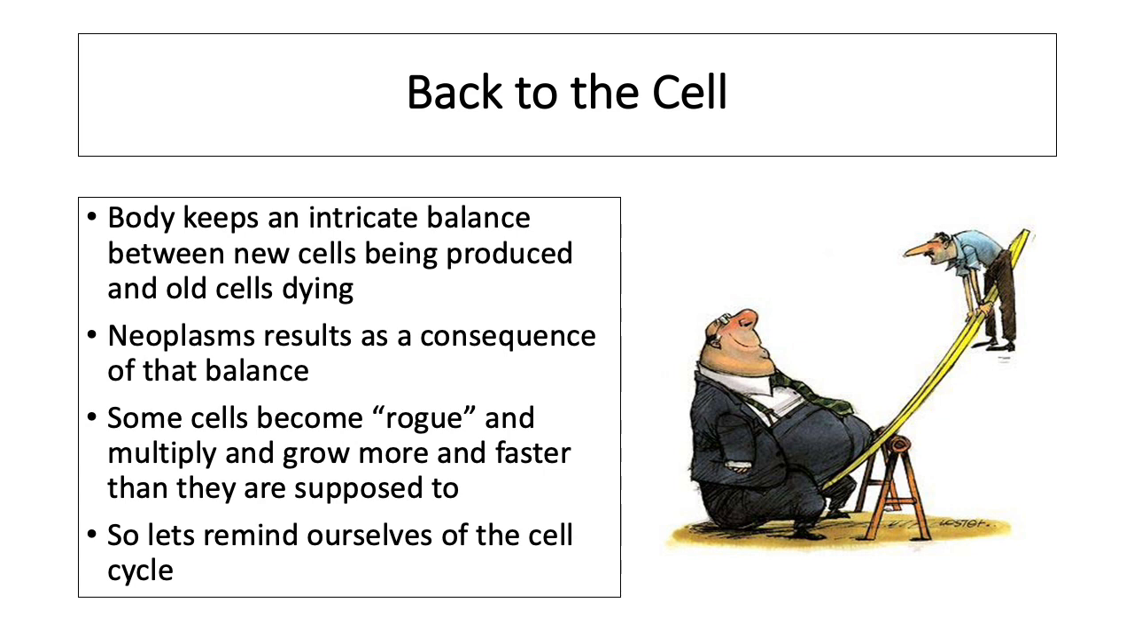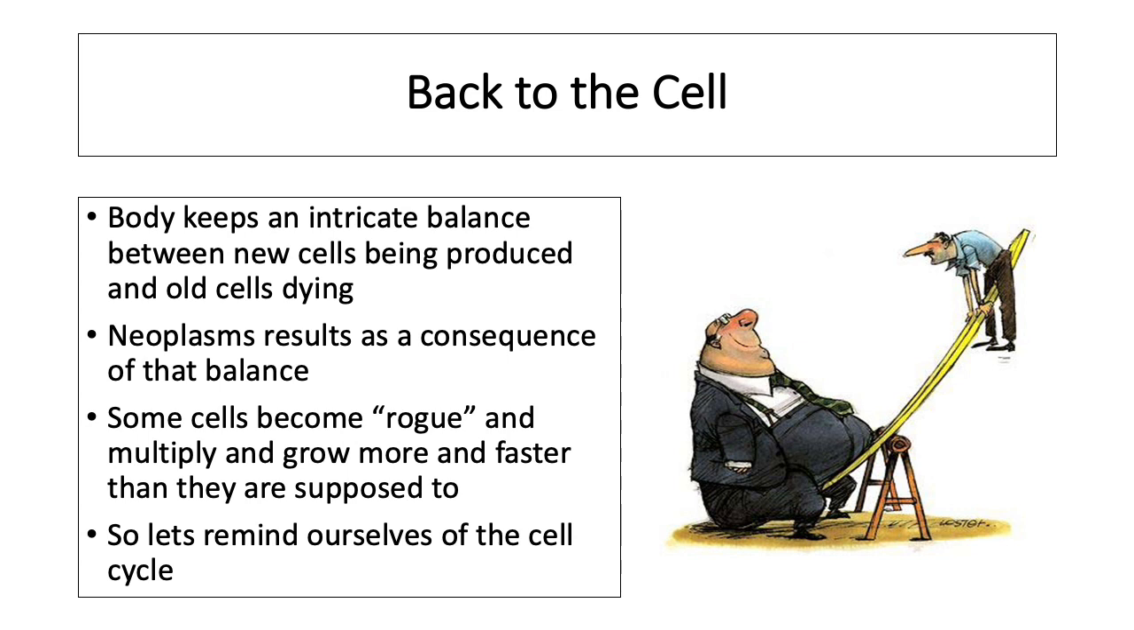So neoplasms actually occur whenever there is a glitch in the matrix, so to speak, or whenever there's an imbalance between the new cells which are being produced and old cells which are dying. And in these cases where you get neoplasms, some of the cells become rogue and decide not to follow the rules of engagement and therefore outgrow the normal cells and may invade other parts, causing all manner of problems and issues. So these rogue cells normally multiply and grow more, and they grow faster than they are supposed to.